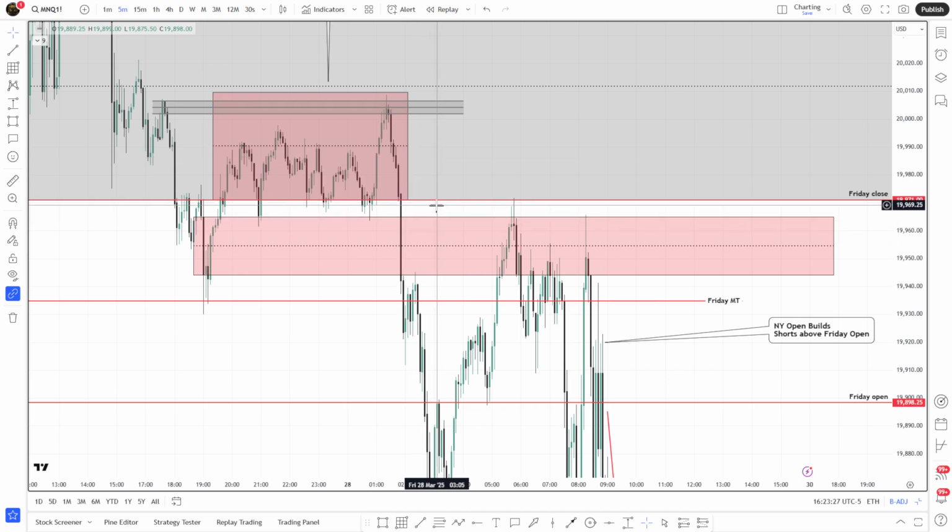All right, so now we're looking at price that should return into this manipulation leg. Here's the start of it, and we get the return in here. Price runs up into it and then expands away, filling part of this SIBI. So within this previous order block, now we're getting a bearish order block.